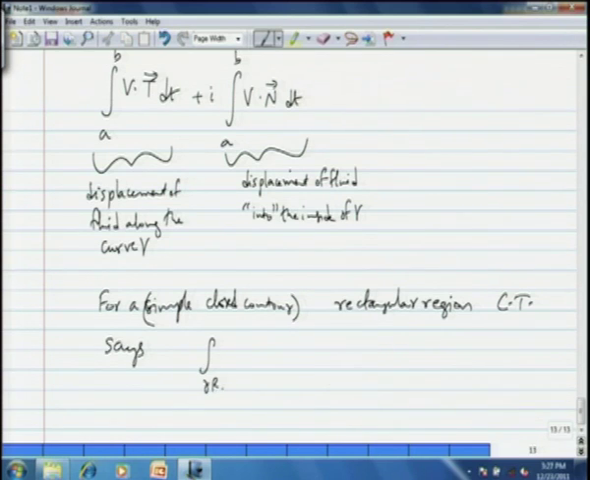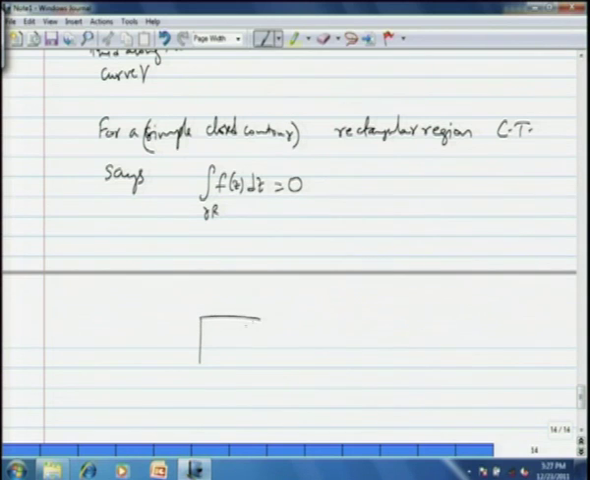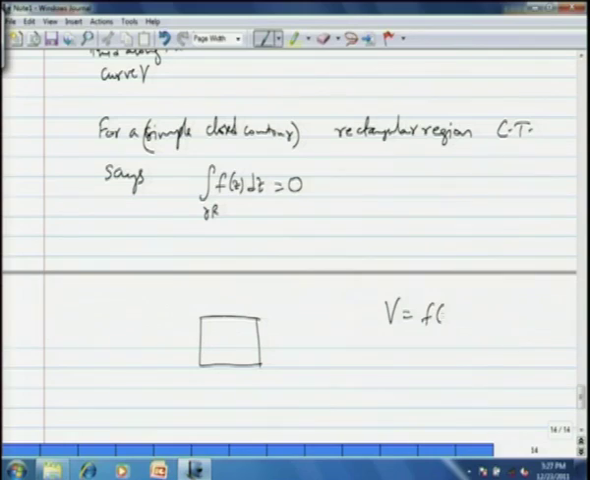Okay. So, for a rectangular region Cauchy's theorem says that the integration of f of z dz, where f is analytic on and inside the contour R, is equal to 0. Okay. So, from the fluid flow interpretation, if the velocity field V is f of z bar for an analytic function f on and inside this rectangular region R, what we can say is that there is no amount of fluid.